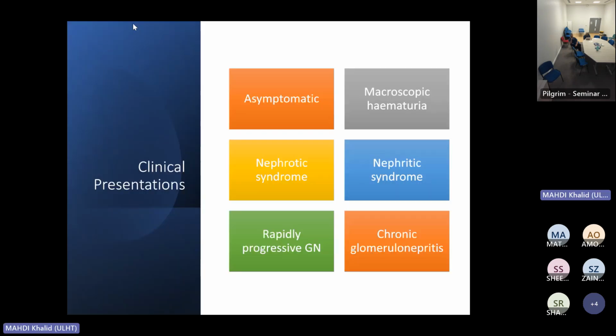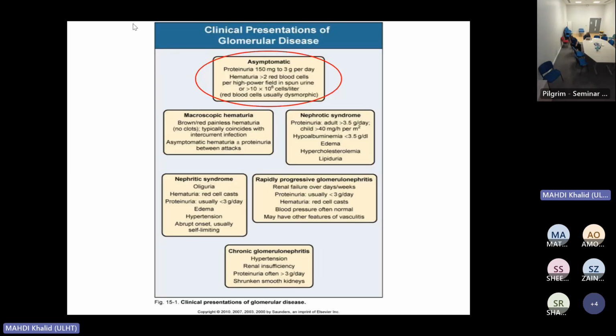We'll cover each one in turn. So these are the main groups we're going to be talking about. If we start with the asymptomatic, that is either hematuria or proteinuria. And undoubtedly most of my new referrals are coming to my clinic because of this.